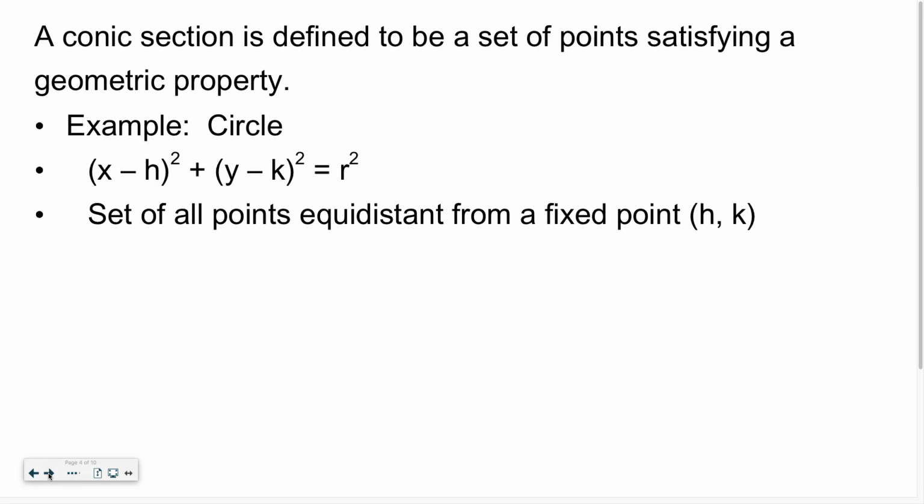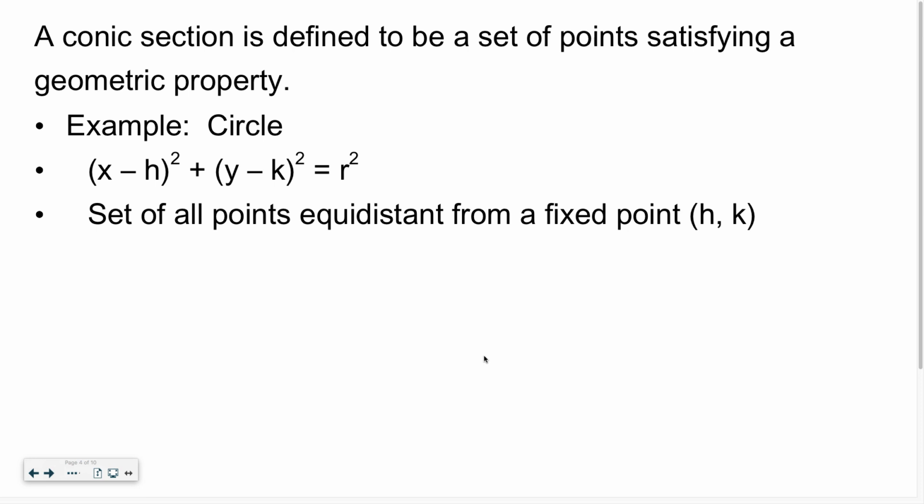Now, don't write this down. Well, actually, write down the circle and its equation. So each conic is going to be defined as a set of points satisfying a geometric property. The example of a circle is the set of points that all have the same distance from a fixed point. We think of that as our radius, right? And that fixed point is the center. But notice how it is described geometrically, and then we're given an equation. We're going to do that for each conic section.